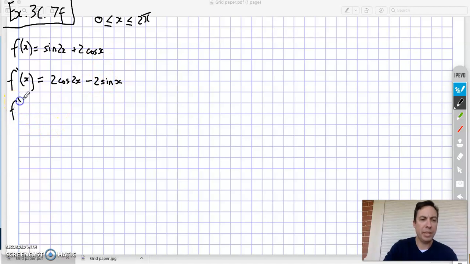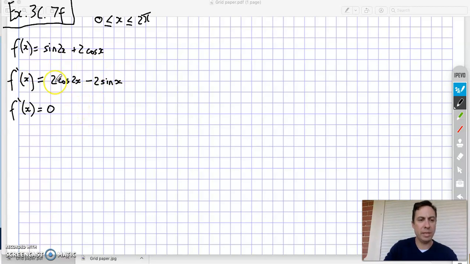We find stationary points when the first derivative equals 0. I think if I had $1 for every time I said that, I'd have about $73.20. Okay, so when the first derivative equals 0, all of that's got to equal 0.